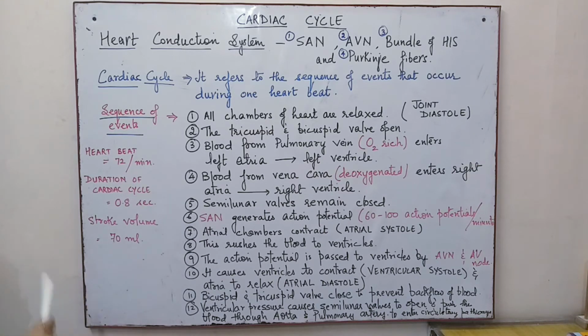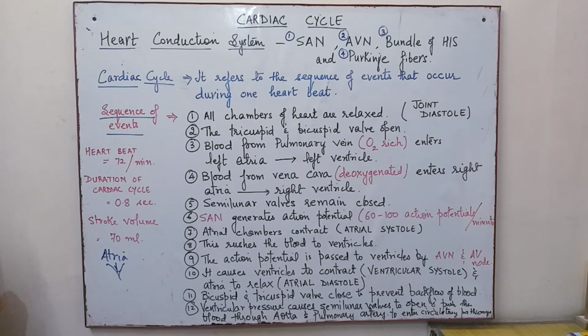Now, to prevent the backflow of blood from the ventricles into the atria again, we know the atria have valves, the bicuspid and tricuspid, which allow the flow of blood in one direction only.